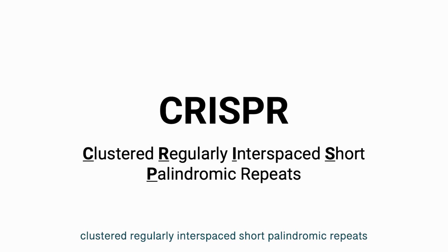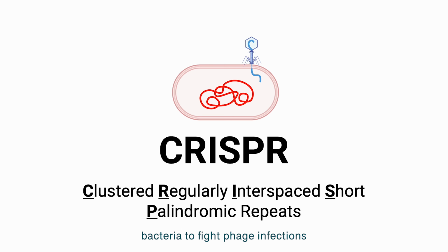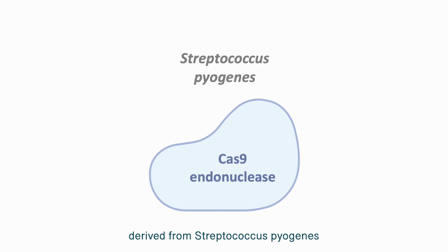CRISPR stands for Clustered Regularly Interspaced Short Palindromic Repeats. CRISPR is originally used by bacteria to fight phage infections. Cas9 is currently the most widely known CRISPR nuclease in experiments. The most commonly used Cas9 nuclease is derived from Streptococcus pyogenes.